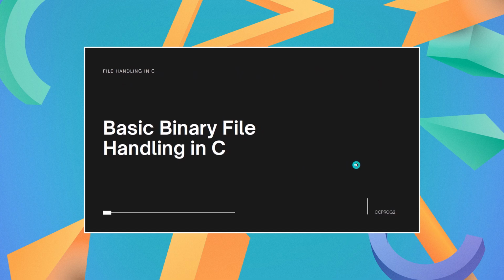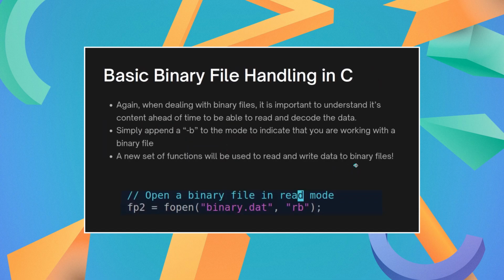Moving forward to basic binary file handling in C. It's similar to how you work with files in text mode, or rather with text files, but in the context of binary, you'll be using an additional set of functions. When dealing with binary files, it's always important to know what you're working with ahead of time, since we won't be able to intuitively read and decode the data. And when working with binary files, it's important to append a b to the mode to indicate that you are in fact working with a binary file.